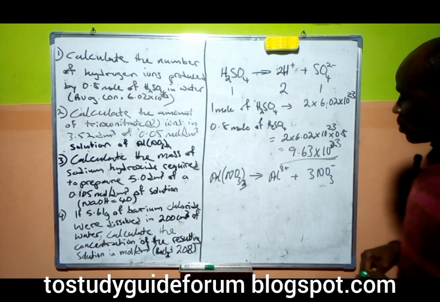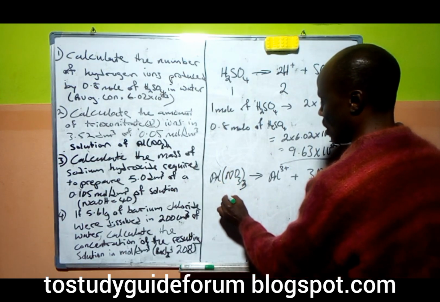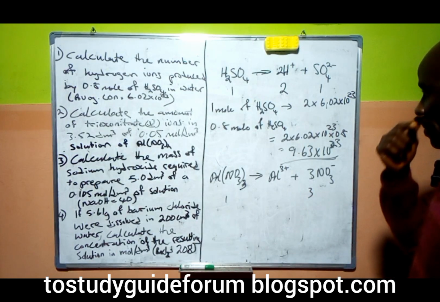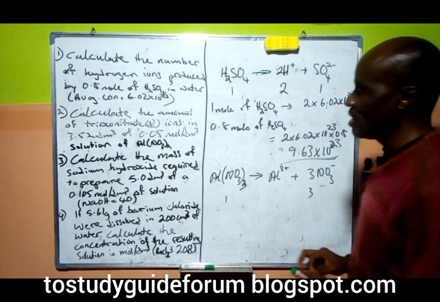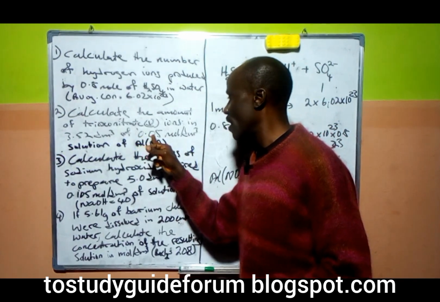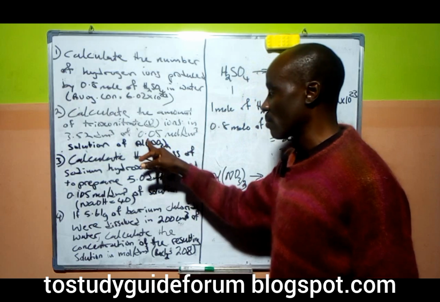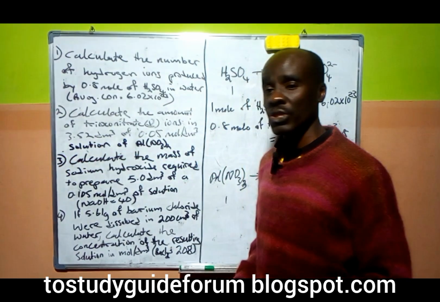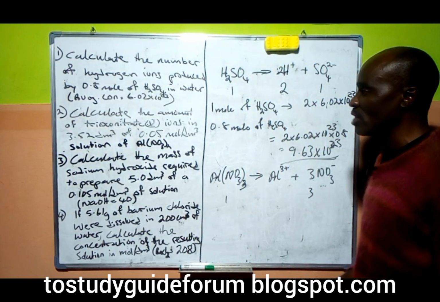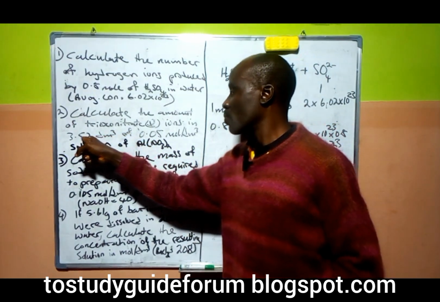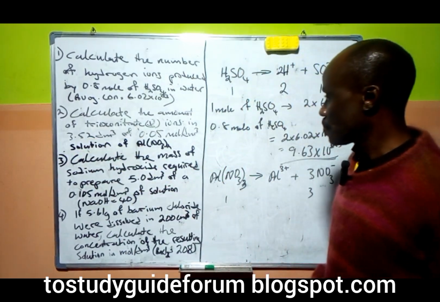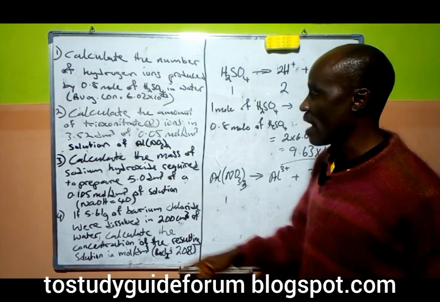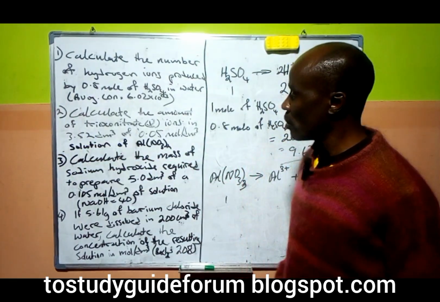So this is what we have. From this equation, it means that 1 mole of aluminium ion will give us 3 moles of trioxonitrate(V) ion. But here it's a bit different in the sense that we have 0.05 mole per dm cube, that is, in 1 dm cube it contains this. But what we are looking at is the ion that we have in 3.52 dm cube. So the first thing we're going to do now is to know the amount of aluminium trioxonitrate(V) we have in this. That is what we are going to find out first.